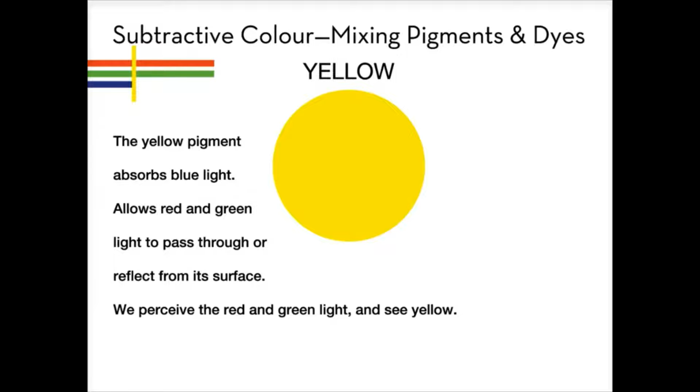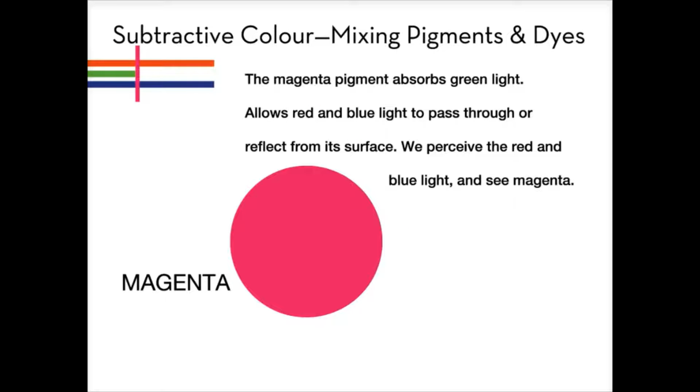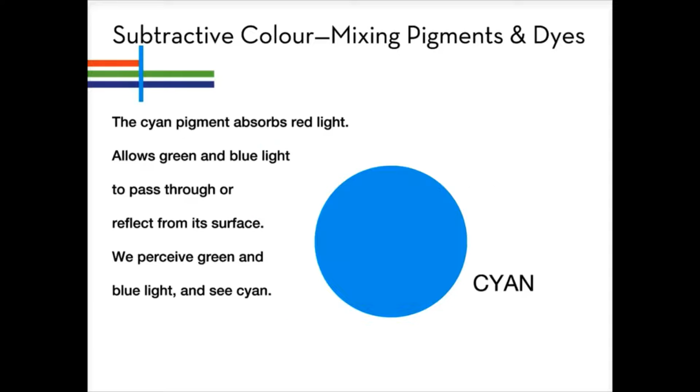its surface. We perceive the red and green light and see yellow. The magenta pigment absorbs green light, allows red and blue light to pass through or reflect from its surface. We perceive the red and blue light and see magenta. The cyan pigment absorbs red light, allows green and blue light to pass through or reflect from its surface. We perceive green and blue light and see cyan.